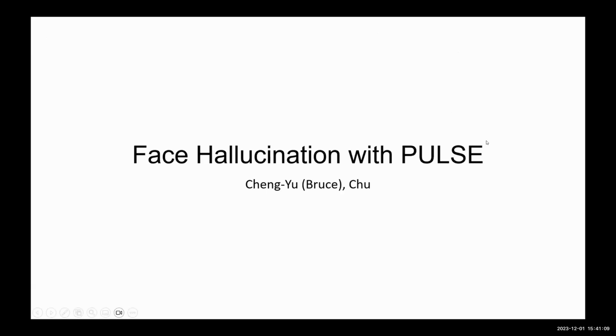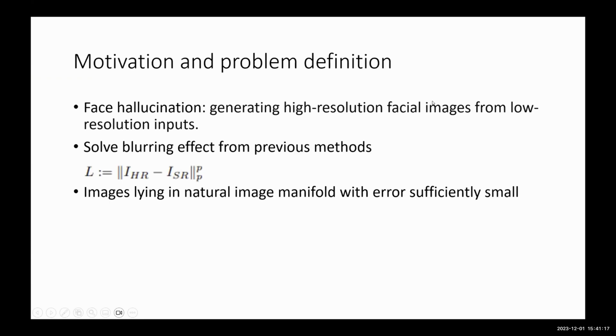Right. I'm Bruce, and today I'd like to introduce a new face hallucination technique with PULSE. Face hallucination means generating high resolution images, especially of faces, from low resolution inputs. The motivation of PULSE is that previous super resolution methods often exhibit some type of blurring effect due to the approach they use. The most common approach is the LP norm of the difference between the super resolution image and the original high resolution image. This often leads to an average effect of the pixels, which leads to the blurring effect.